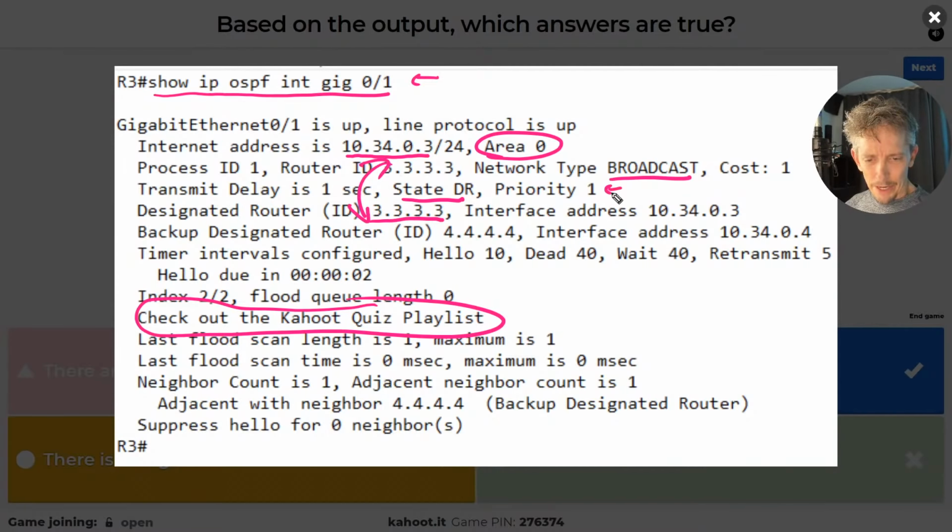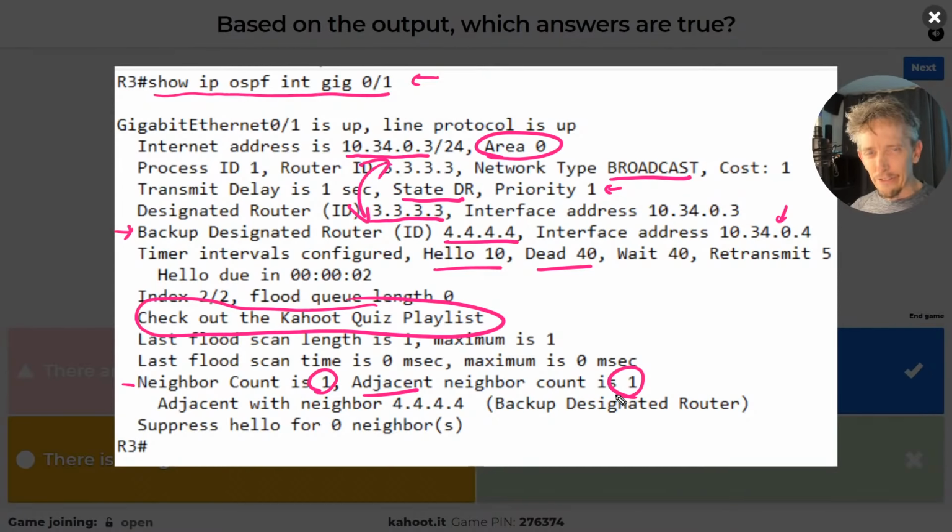It has the default priority of 1, which determines who's going to win the DR election. If two routers come up, higher is better. It has the interface address and tells us who the backup DR is, which is 4.4.4.4, and what their address is. For the broadcast network type, the default hello and dead intervals are set. And down here, I love this: neighbor count is 1 and adjacent count is 1. What that means is we are fully adjacent with the neighbor.